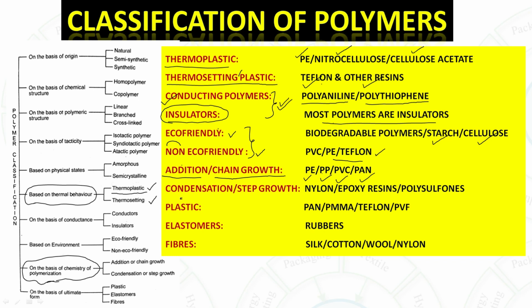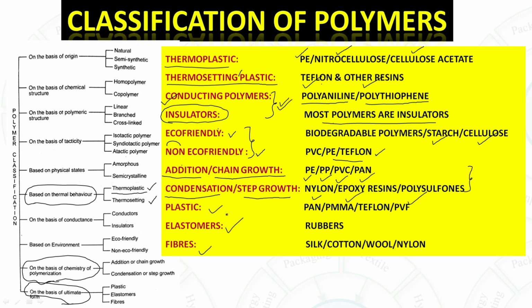And then there come the condensation polymers. Condensation polymers are also known as step growth polymers, and the examples are nylon, epoxy resins, polysulfones. There are many other examples also, and in the upcoming lectures I will discuss the detailed mechanism of condensation polymerization as well as addition polymerization. And lastly, the ultimate form, that means the end product which we will use of these polymers. This is something very, very important. Say plastics, right? And then the elastomers and then the fibers. So I'll cover a detailed lecture on the plastics, then the elastomers, and then the fibers.